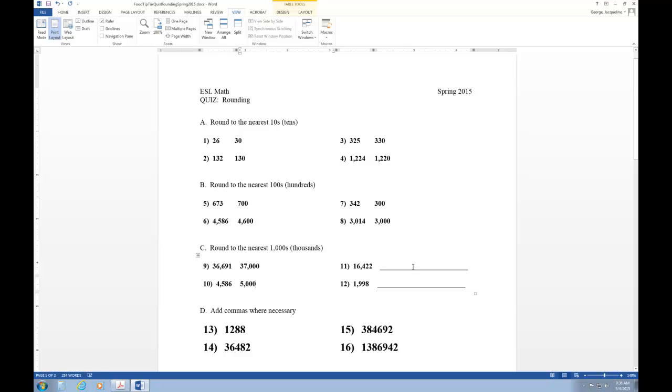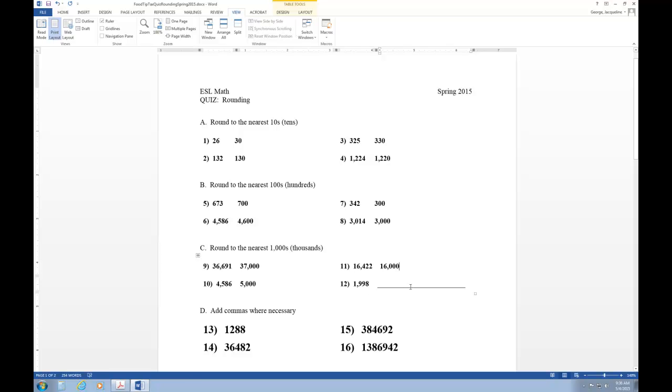Looking at number 11, with 16,422, again, I don't care about the ones or the tens, I'm going to concentrate on the thousands and the hundreds column. In this case, the hundreds column is less than 5, so I'm not going to add anything. I'm not going to round up. I'm going to leave it at 16,000.